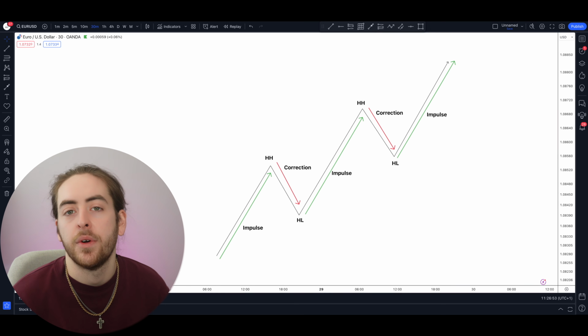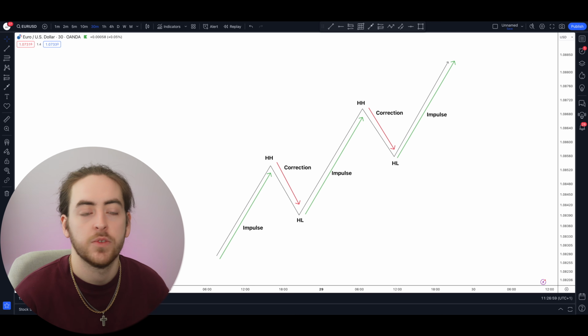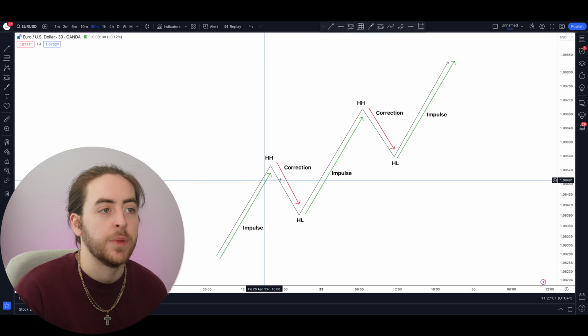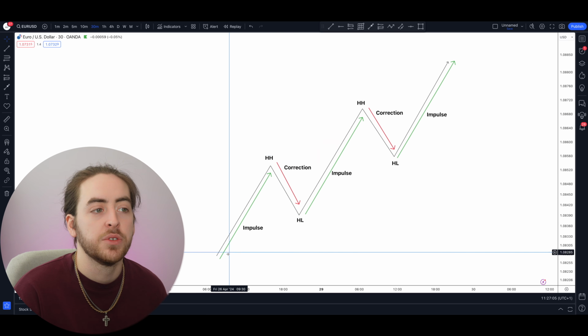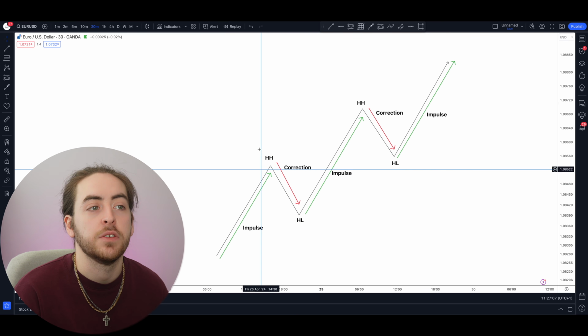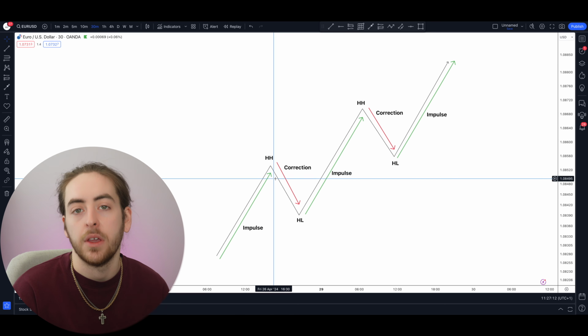Every trending move in the market is made up of two different primary moves. We have impulse moves and correction moves. So an impulse is the pro-trend movement. So here in an uptrend where we're forming higher highs and higher lows, the impulses are the movements on the way to forming new higher highs, the larger moves, the reason that the market is going up.